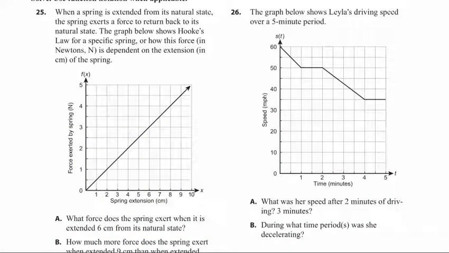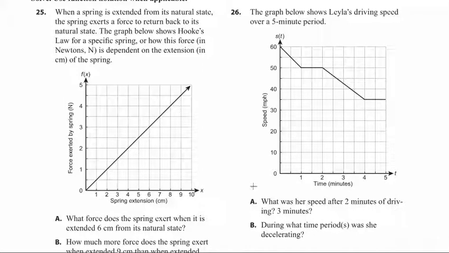Alright, problem number 26, right on the next page. The graph below shows Layla's driving speed over a 5-minute period. Part A. What was her speed after 2 minutes of driving? How about after 3 minutes? Part B. During what time periods was she decelerating? Pretty much braking, right? Everybody knows what decelerating means.